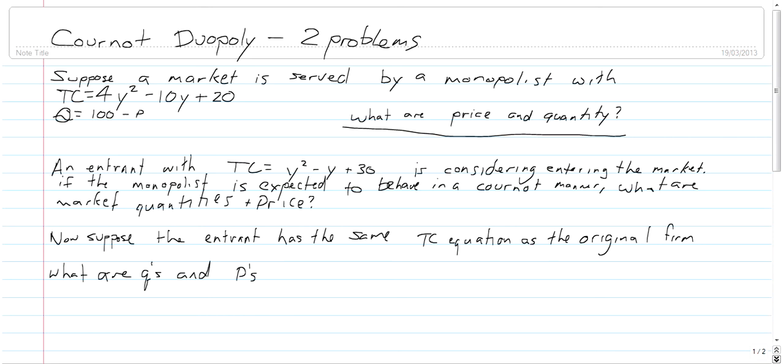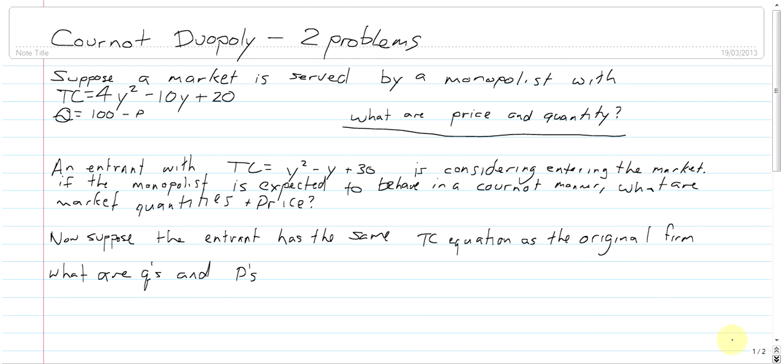If the monopolist is expected to behave in a Cournot manner, what are market quantities and price? And now suppose, this is part two, that the entrant has the same total cost equation as the original firm. What are the prices and quantities in that case? So go ahead and pause, take your best shot, and I'll show you how it's done.